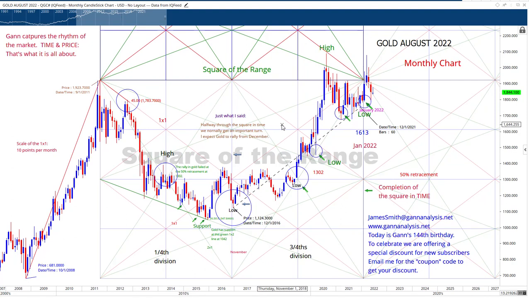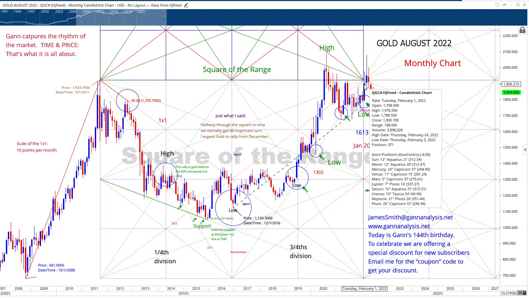One of the concepts is the major divisions of the square would be the 50% division in time and price, and sure enough, it gave you a low. The other major division would be the completion of the square, and that's when gold took off in January.